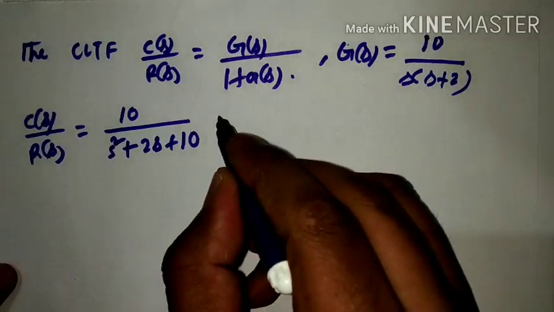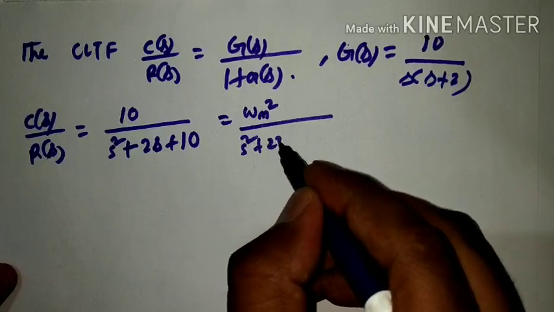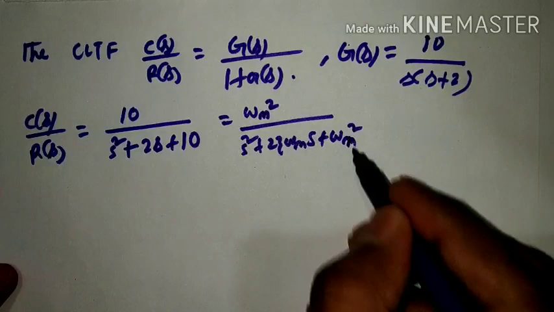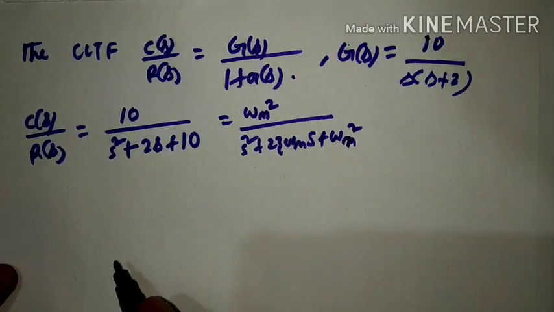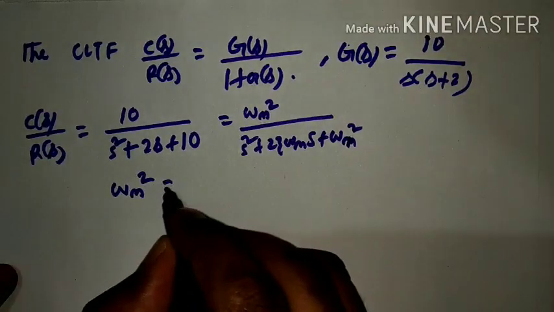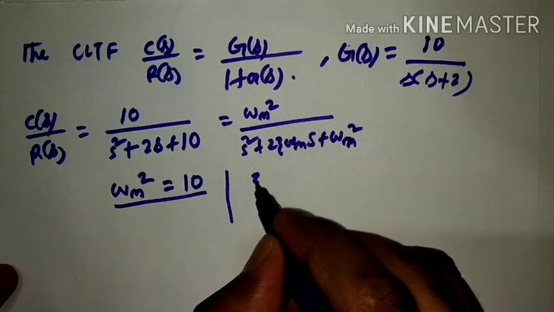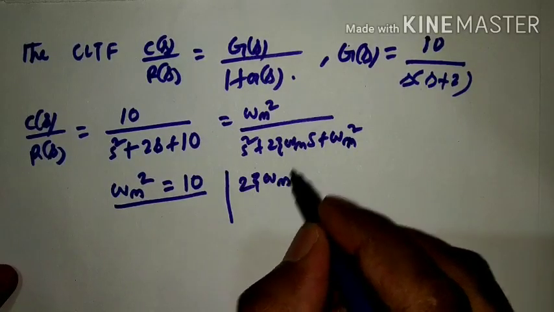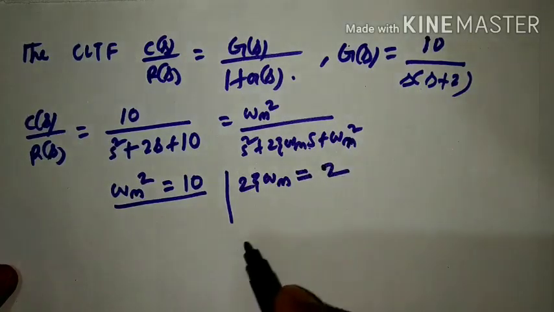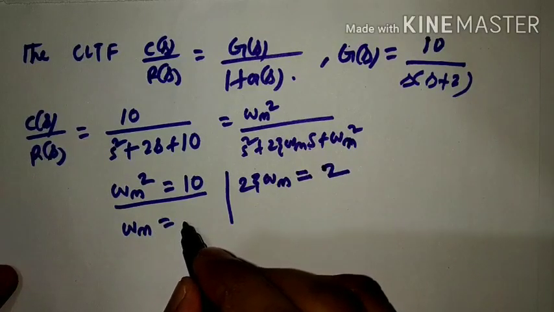What is the standard second order system? Omega n square by S square plus 2 zeta omega n S plus omega n square, right? Here omega n square is equal to 10. Then 2 zeta omega n is equal to 2. From this equation, omega n is equal to root 10.